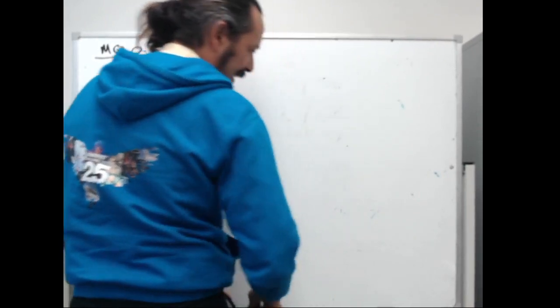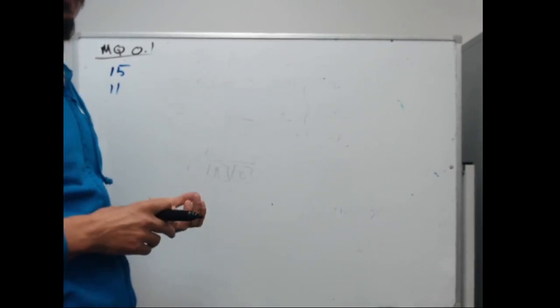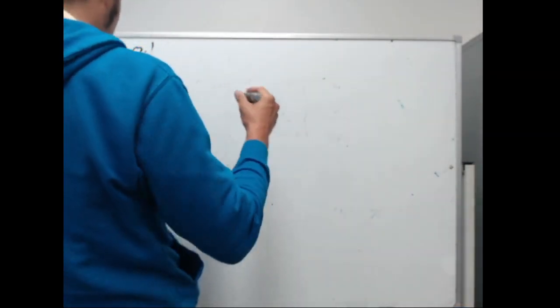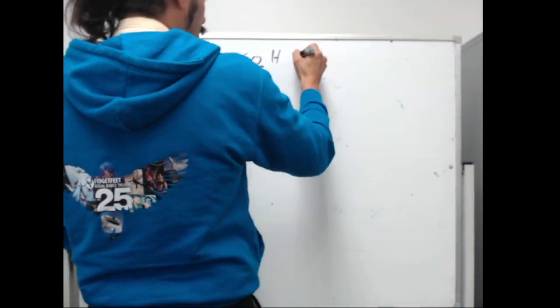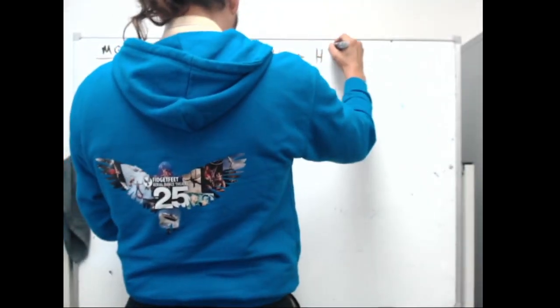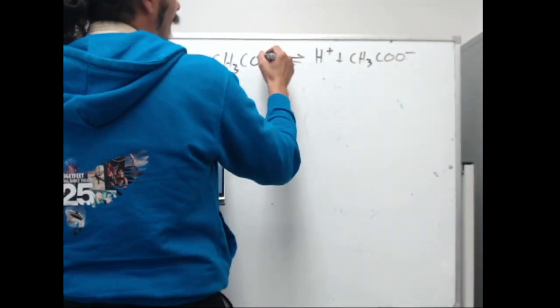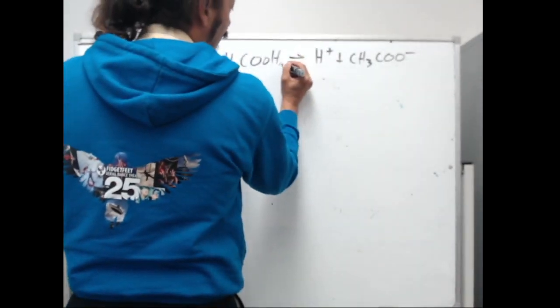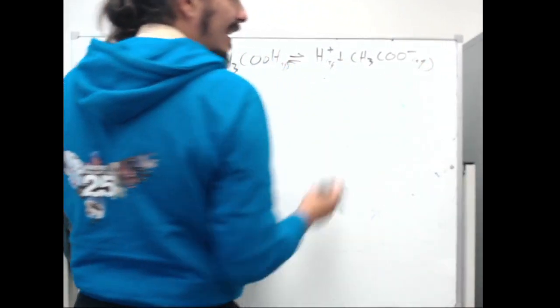Okay, so 11 is interesting. It's asking us to think about Le Chatelier's principle and how changing different things will disturb the equilibrium and how the system will respond to reestablish equilibrium. So the chemical reaction we're looking at here is CH3CO2H, which is a weird way to write that, goes to H+ plus CH3CO2-. I'm going to write this the way I like to write it. This is acetic acid. I like to write it the COO way because that gives us an idea of the Lewis structure.